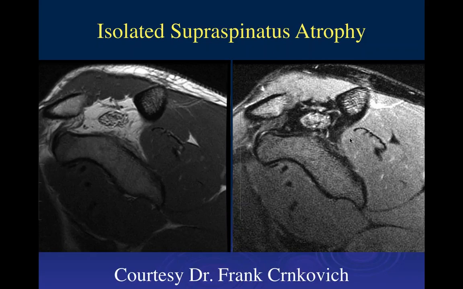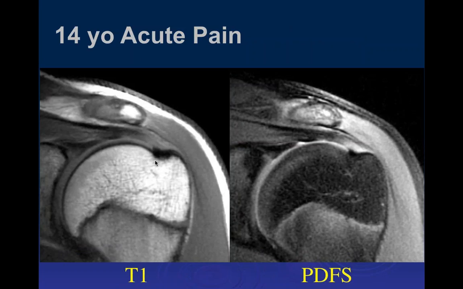It's amazing how isolated infraspinatus and teres minor atrophy can be compensated well. It's harder to compensate for supraspinatus and subscapularis atrophy, but the deltoid does a fairly good job with the supraspinatus.